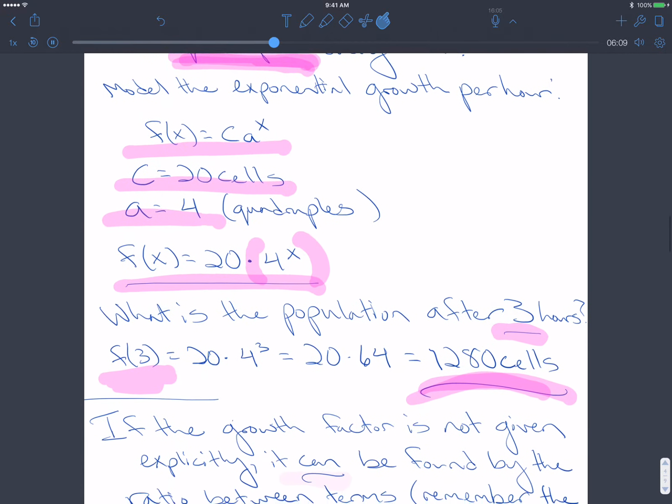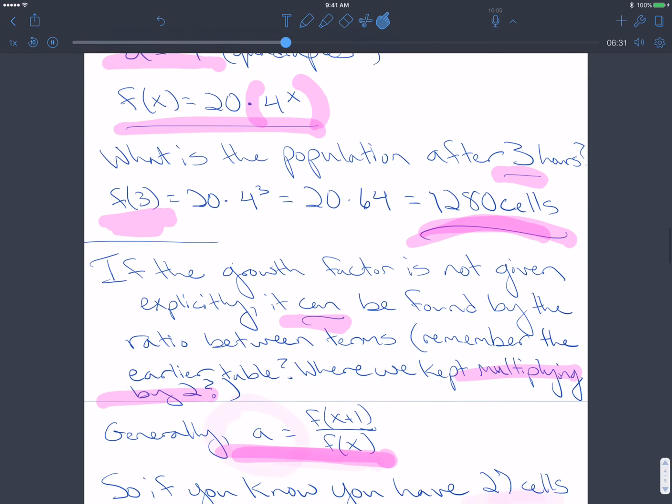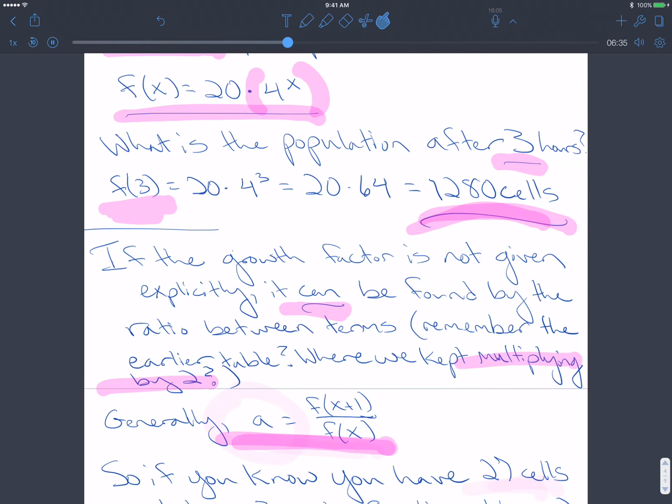Now, if for some reason you're given a problem, but they don't tell you a rate at which it's growing explicitly, you can find it by taking the ratio between terms. So if you remember in that earlier table, I showed you that it was multiplying by 2 again and again and again between each of the steps. I can do that to determine my a value. I can look at the ratio of the next term to the current term, right, f of x plus 1 over f of x, in order to find what my a value is.